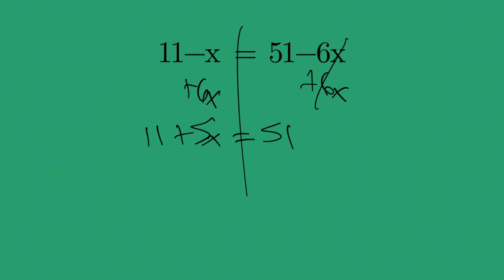Okay, we're going to add 6x to both sides. The 6x's on the right side disappear. We have removed them. On the left side, 6x minus 1x is 5x. We still have an 11. We still have the 51 on the right. Everybody okay with that?